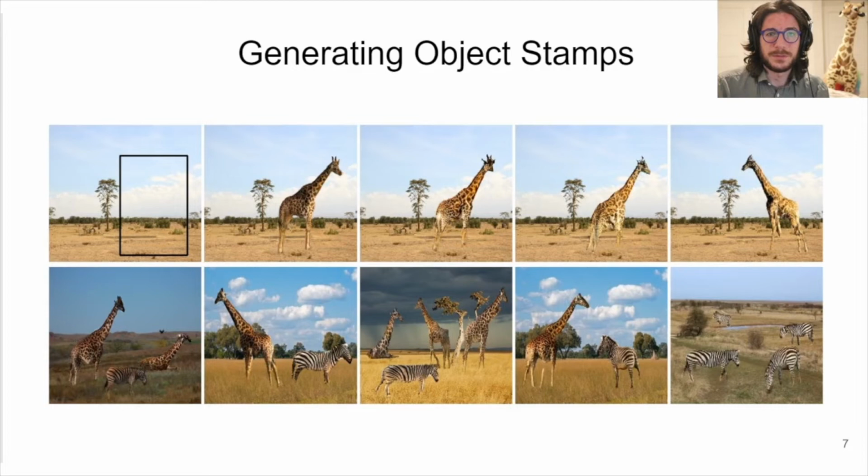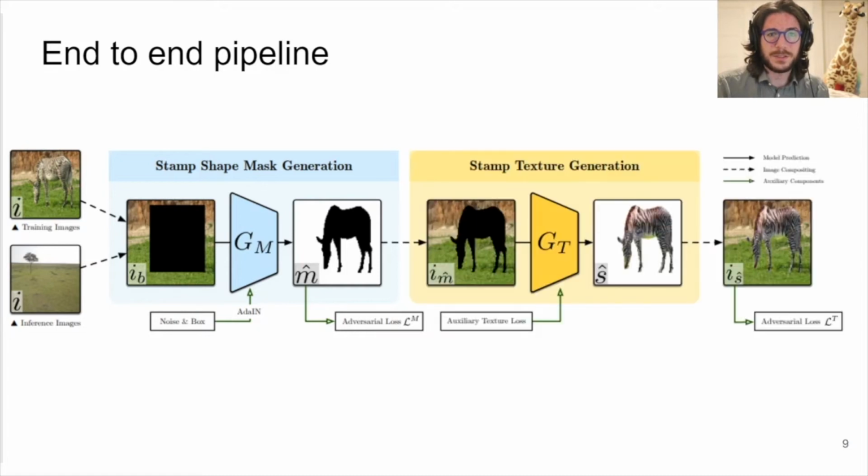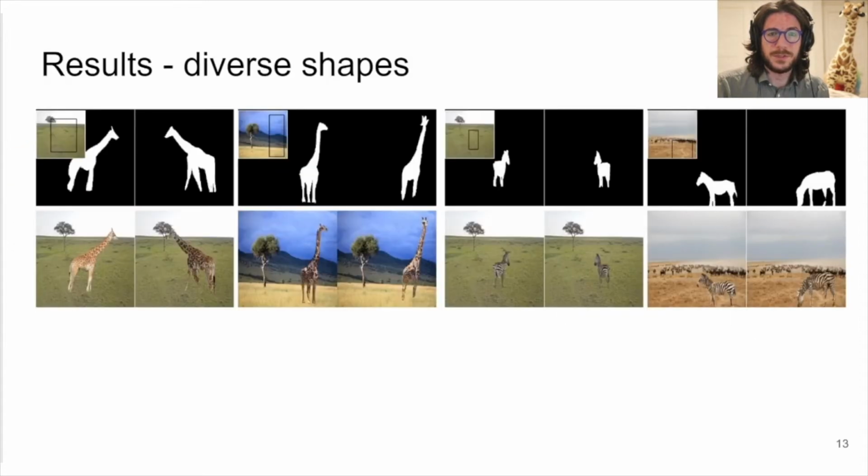So how does this work? First, we have a shape generator, which takes in our background and the bounding box, and infers a mask. And then we have a second stage, a texture generator, which also takes in the background as a conditioner, so that we can try to match the illumination of the object to the background. And you can see that we generate diverse shapes, and that we have some control over the texture, and that this matches the lighting too.